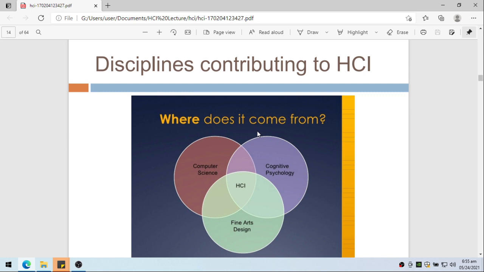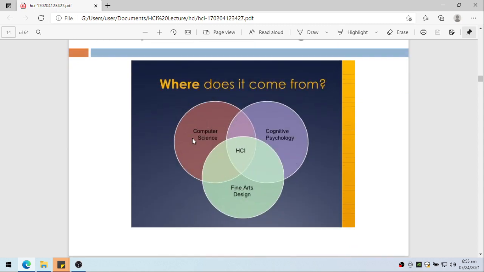So there are disciplines contributing to HCI. So where does it come from? We have to include computer science and technology. And we also have to use cognitive psychology. We have to know how humans think, or how humans remember things, or how humans interact with things. And we also have to make our interface, of course, presentable. So it's an art. So we combine technology, human psychology, and art, and the intersection among these three disciplines is where we have HCI.